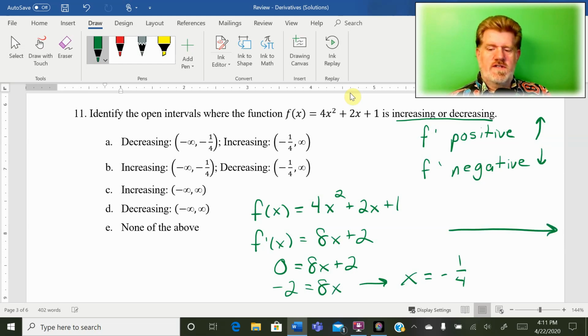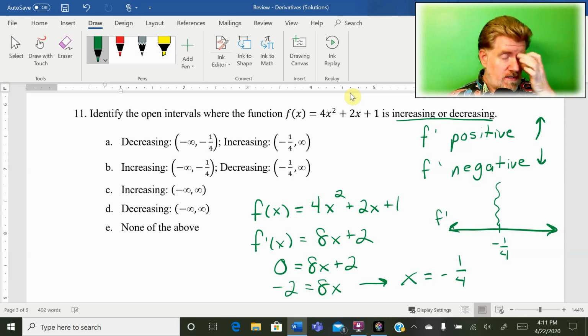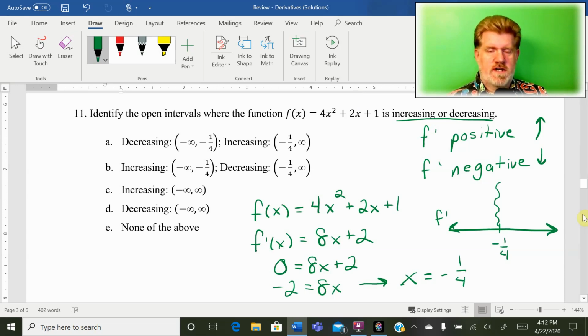So an easy thing to do is put that negative 1/4 on a number line, because that's the point where it's going to equal 0, and see what's happening on either side. Check the derivative, not the original function, because the original function just tells me what the point is. I don't really care what the point is. I care if it's going up or down. So I got to find the derivative. So pick any number you want greater than negative 1/4. 0 is a fine number.